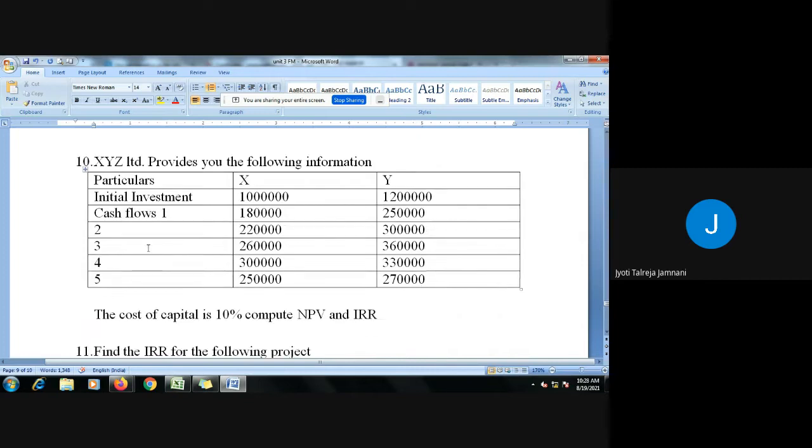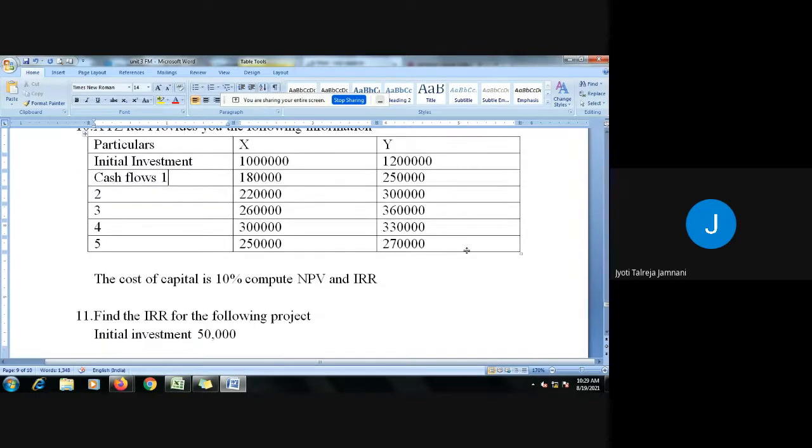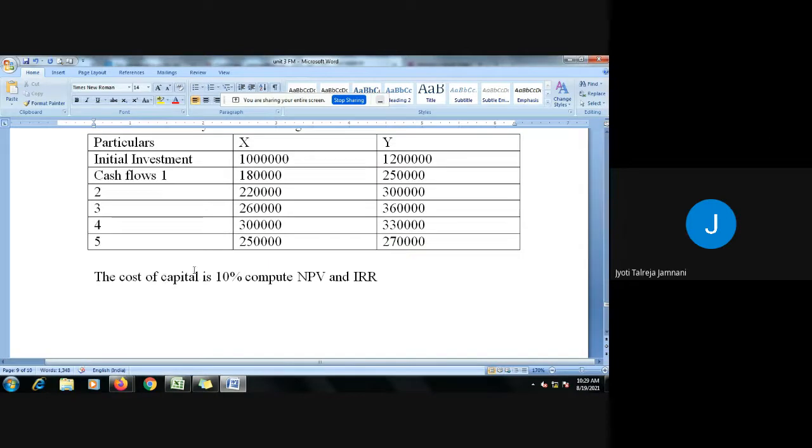Now here you see, XYZ Limited provides you the following information. There are two projects, X and Y. Initial investment is 10 lakh for X and 12 lakh for Y, and cash flows for year 1, 2, 3, 4, 5. So 5 years of cash flows they have given you. Now look at the question. They are telling you the cost of capital is 10%. Compute NPV and IRR.